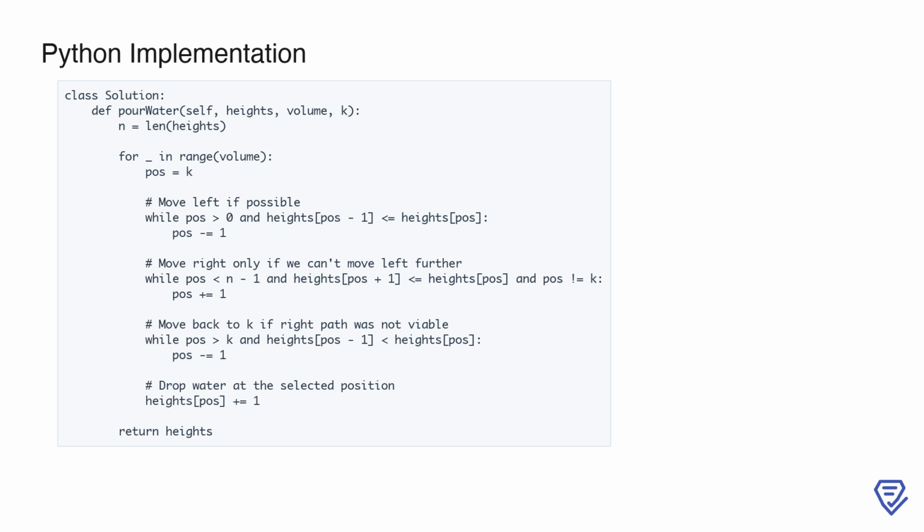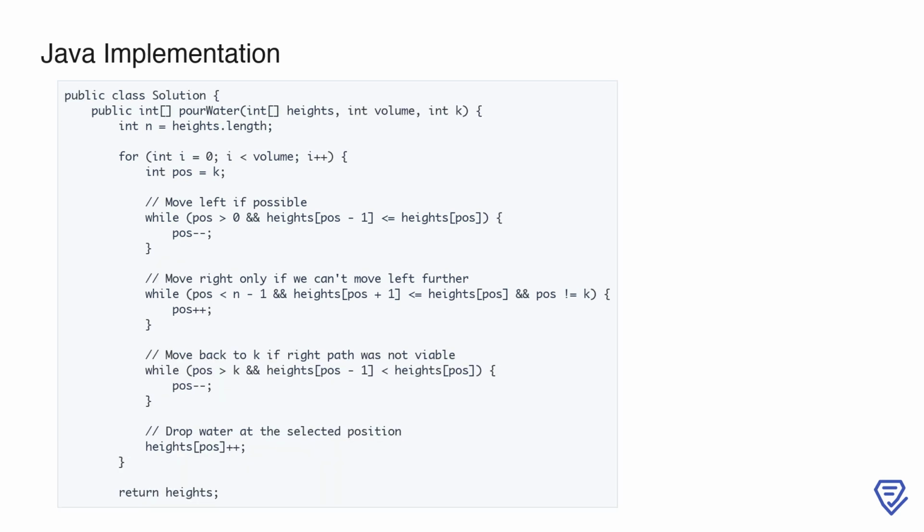This approach ensures the rules of water flow, leftward priority, then rightward, and finally the original position, are fully respected for each unit of water. The solution efficiently handles edge cases such as flat terrains or steep slopes, and it runs in O(volume * n) time, where volume is the amount of water and n is the length of the heights array.